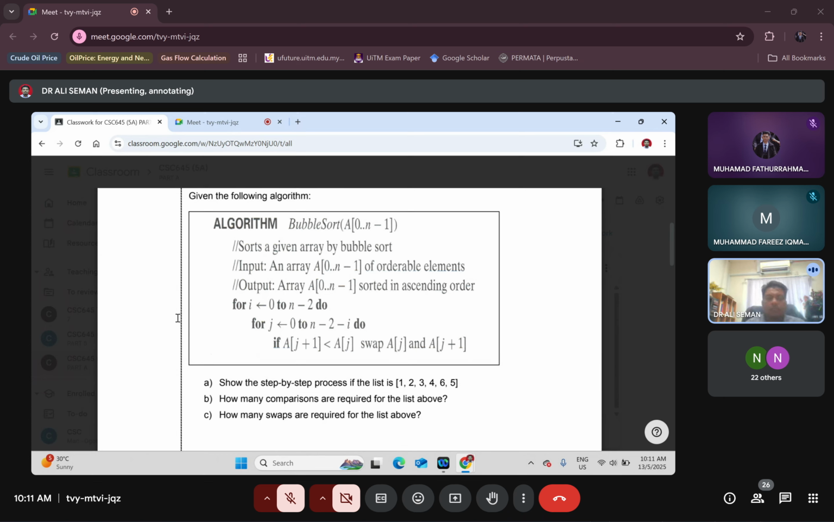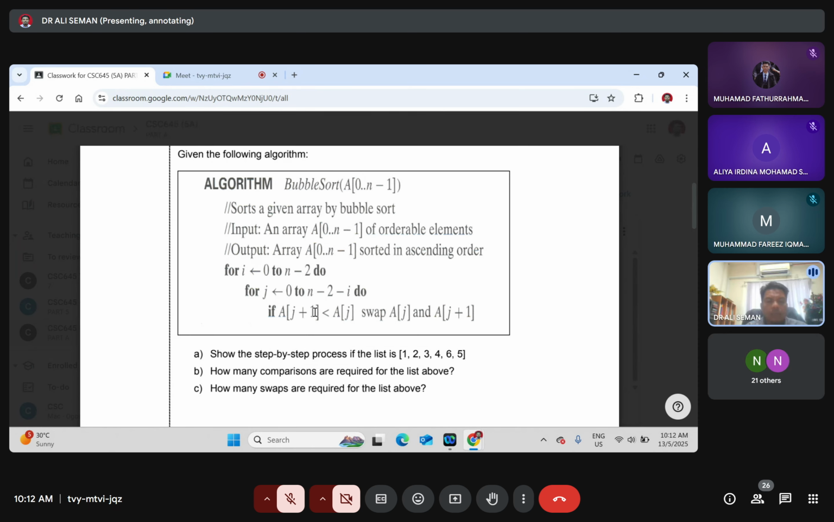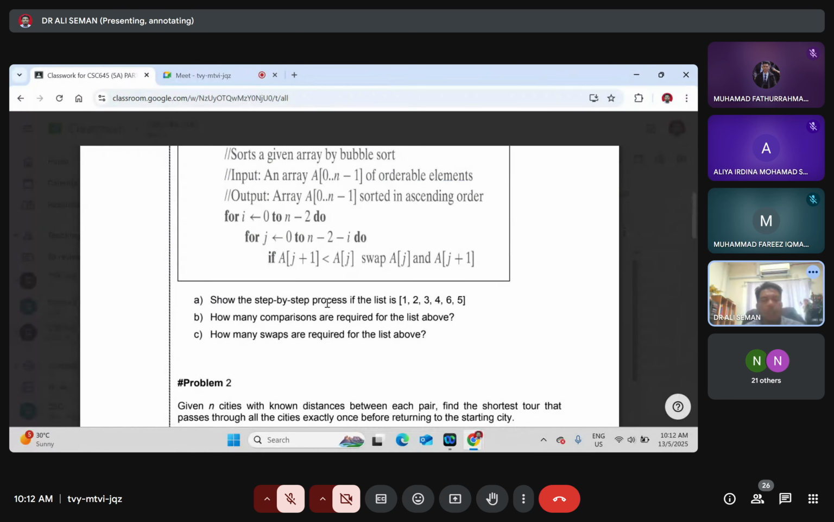Bubble sort is one of the algorithms that fall under brute force. You have to understand and trace this algorithm, and finally, based on the case study given, you have to show the step-by-step process. Question 1A, problem 1A.